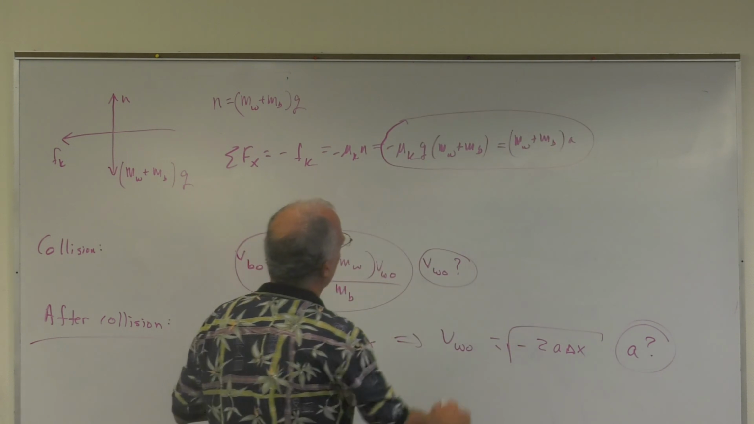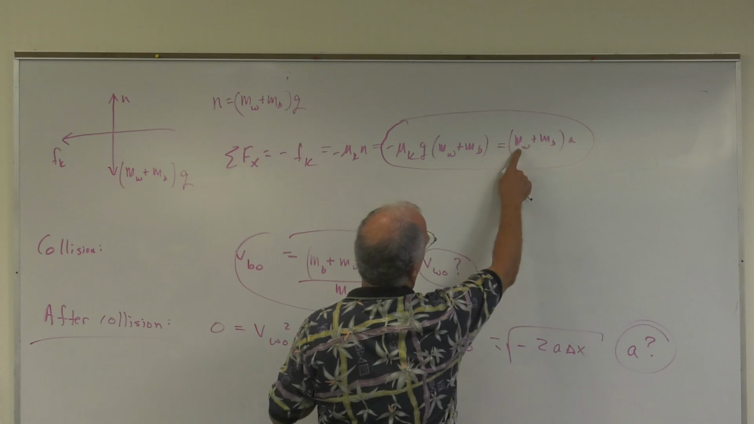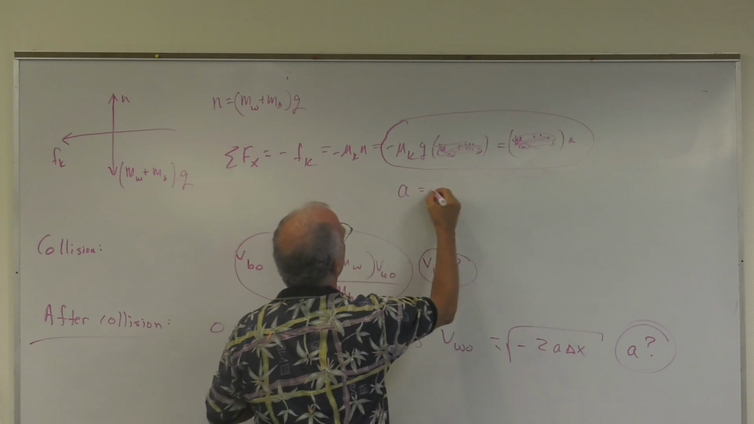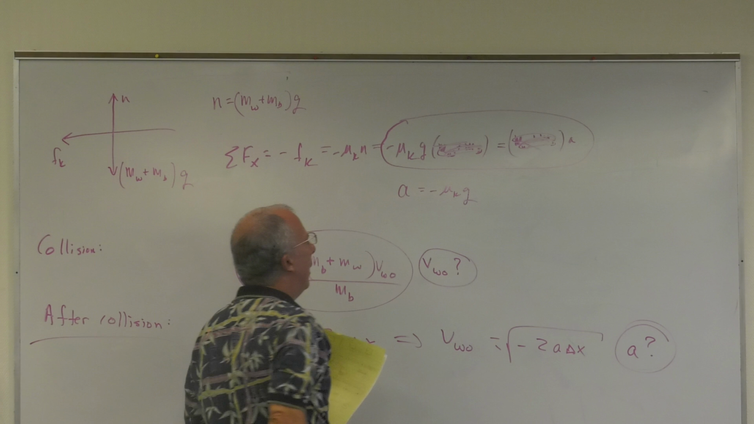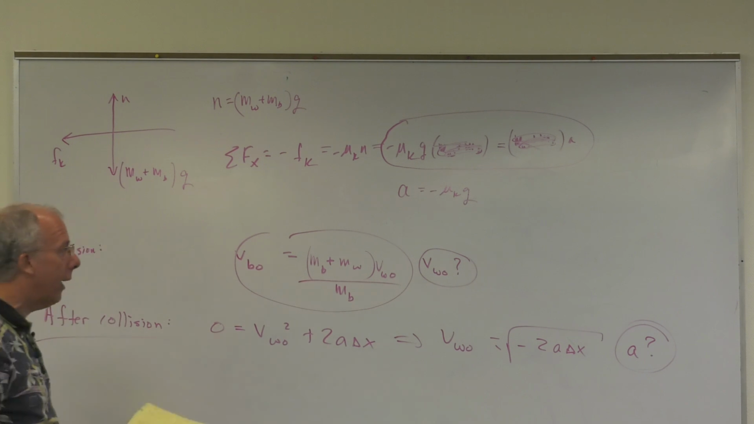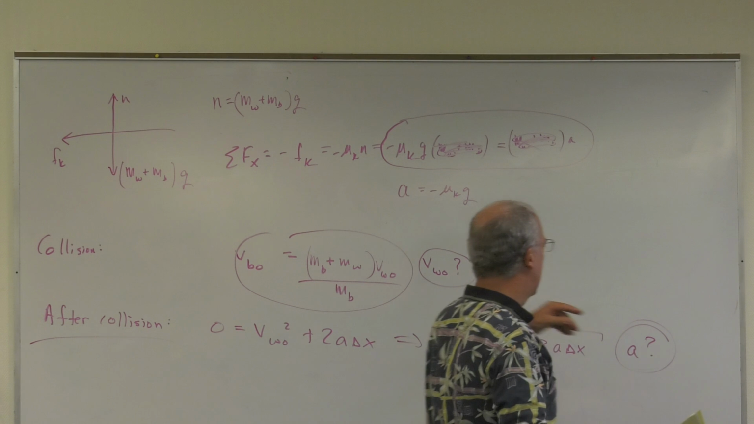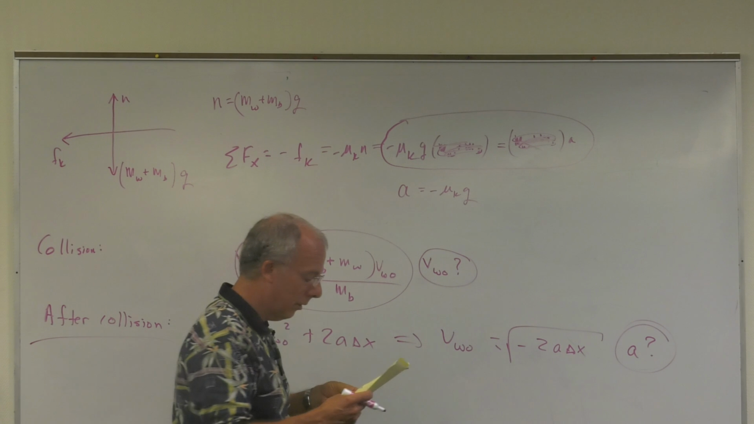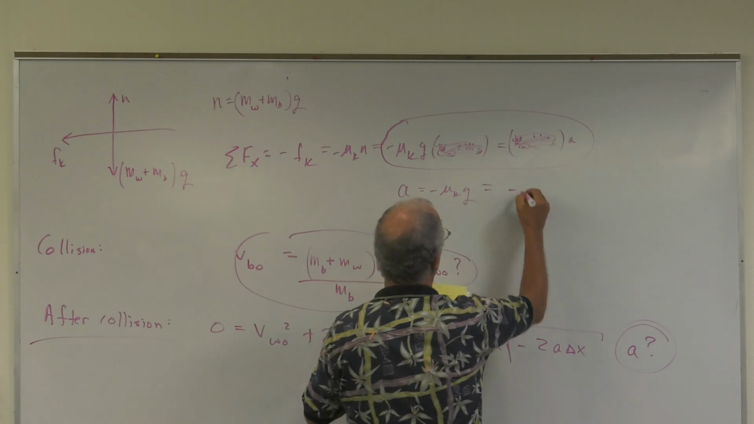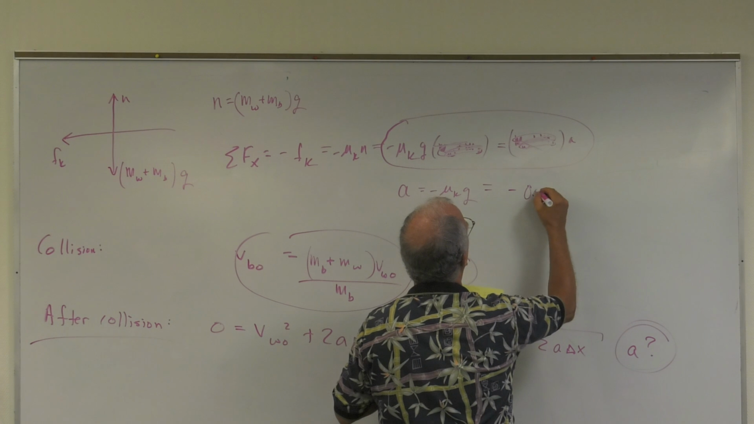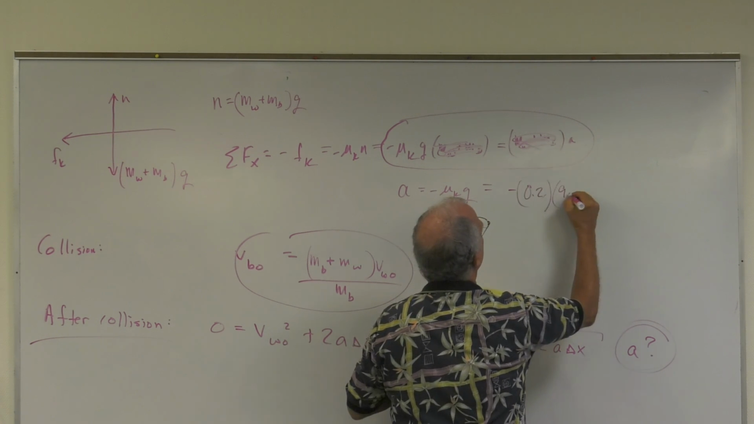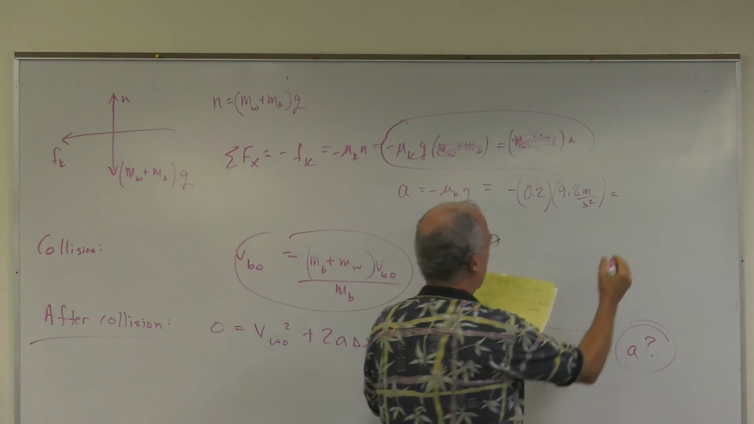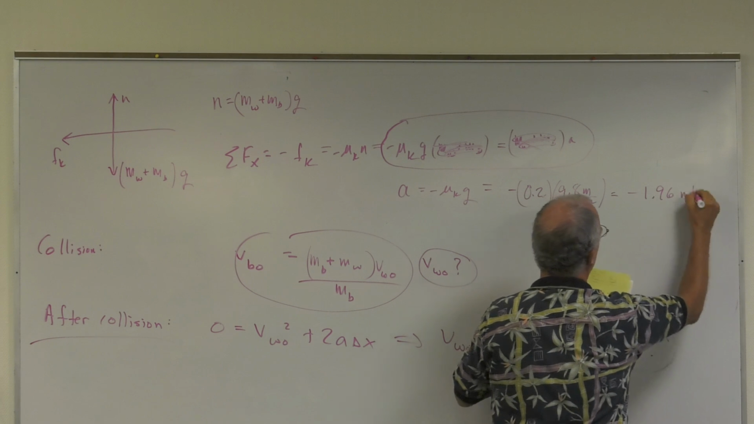Remember, we're trying to get a. So divide by mass wood plus mass bullet, and it gives us a equals minus mu k g. Now, notice it's negative. Well, no kidding. When the block is sliding to the right, it's slowing down, so the acceleration has to be negative. That's good. So minus 0.2 times 9.8 comes out to be minus 1.96 meters per second squared.